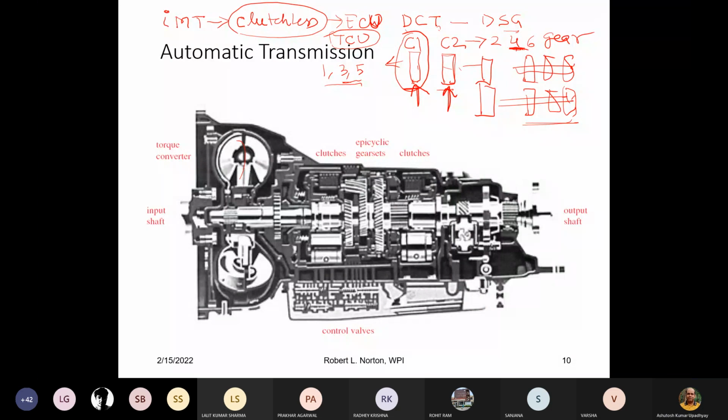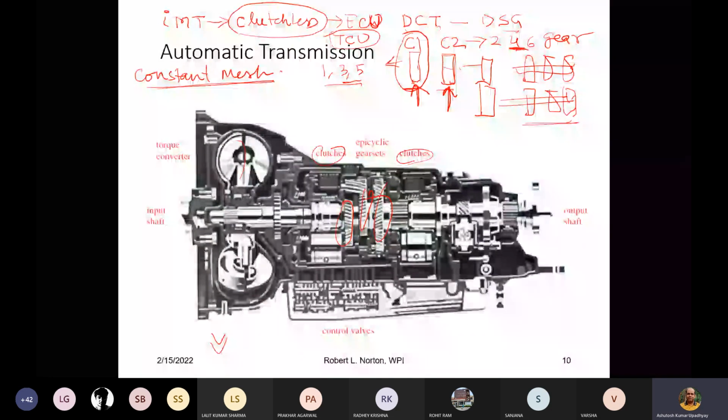for our transmission system. And this DCT, IMT, all of them, they are using the constant mesh transmission, the previous one. Okay, the constant mesh gearbox they are using. Now the automatic transmission, this is possibly the older one, where we have got multiple epicyclic gear sets, gear set 1 2 3. So depending on your requirement, depending on your rotational speed, the epicyclic gear sets will be engaged with the help of these clutches.